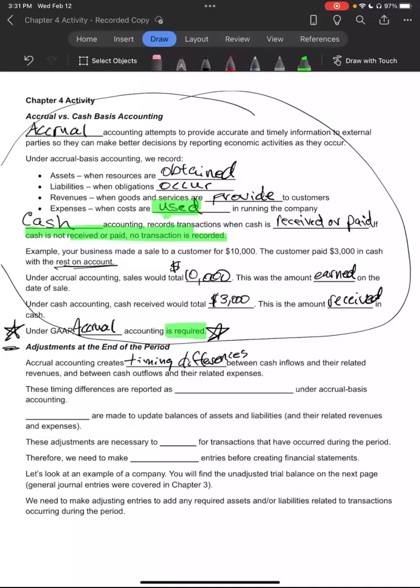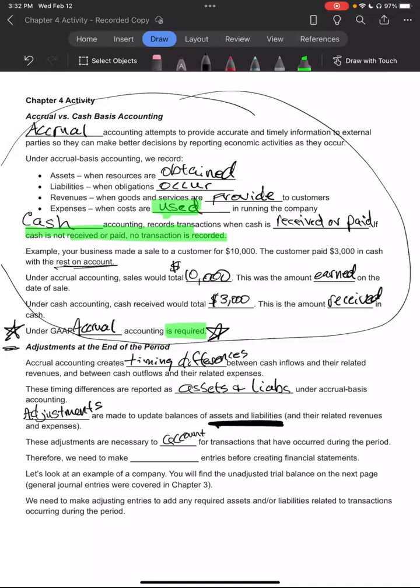We call them assets and liabilities, right? These are items that we are already aware of, right? That we already know about. Okay. We already know about assets and liabilities. We've been talking about them really since the second day of class. Okay. We make adjustments. Okay. So adjustments are made to update the balances of the assets and liabilities. That's what I was just talking about, making sure that our account balances are correct. Okay. These adjustments are necessary to account for transactions that occurred during the period.